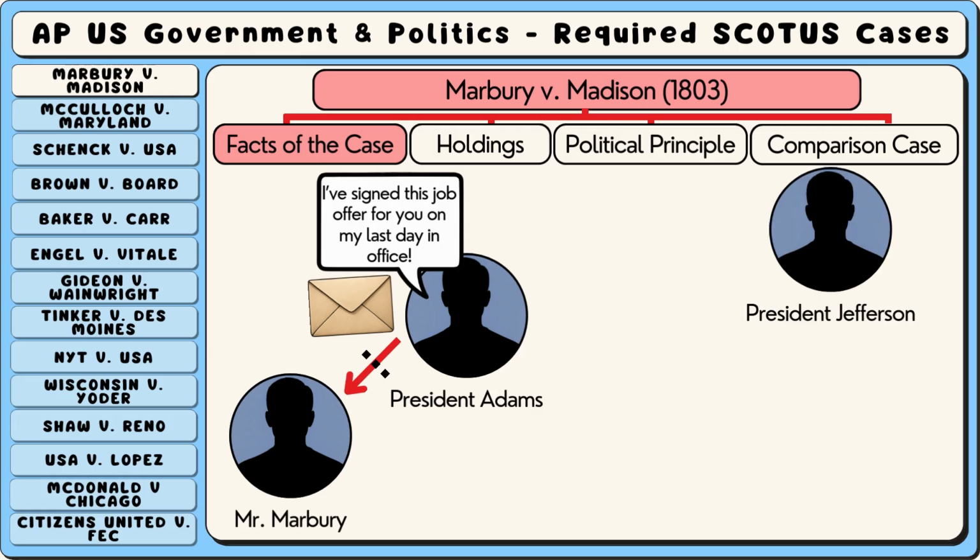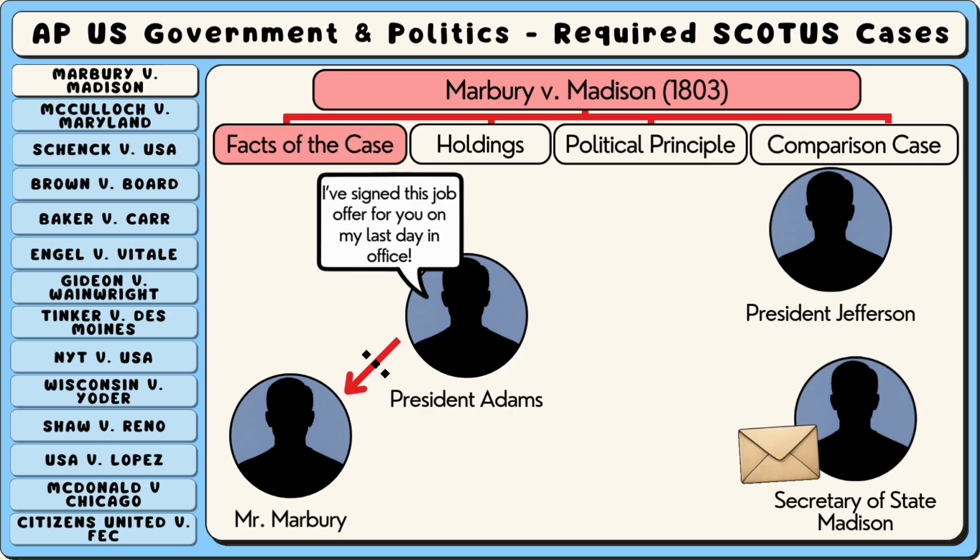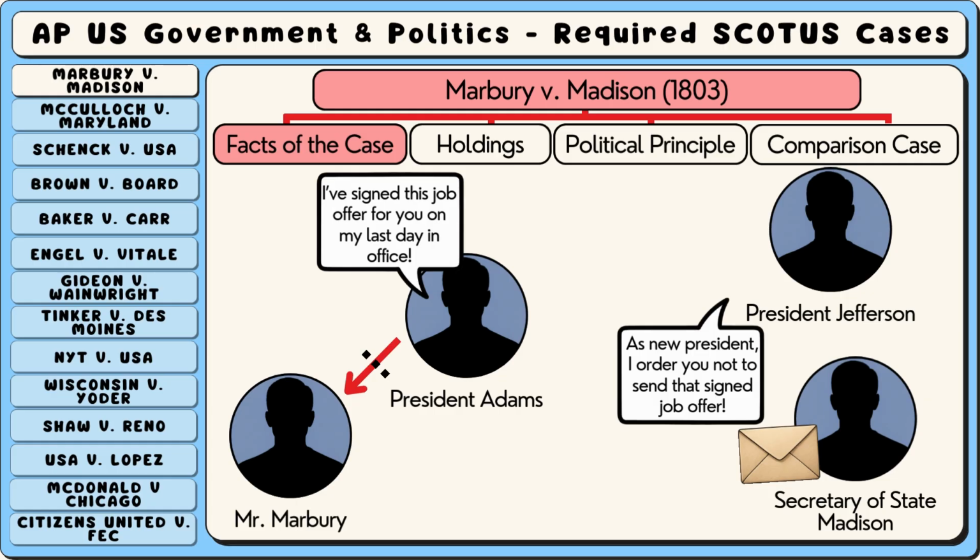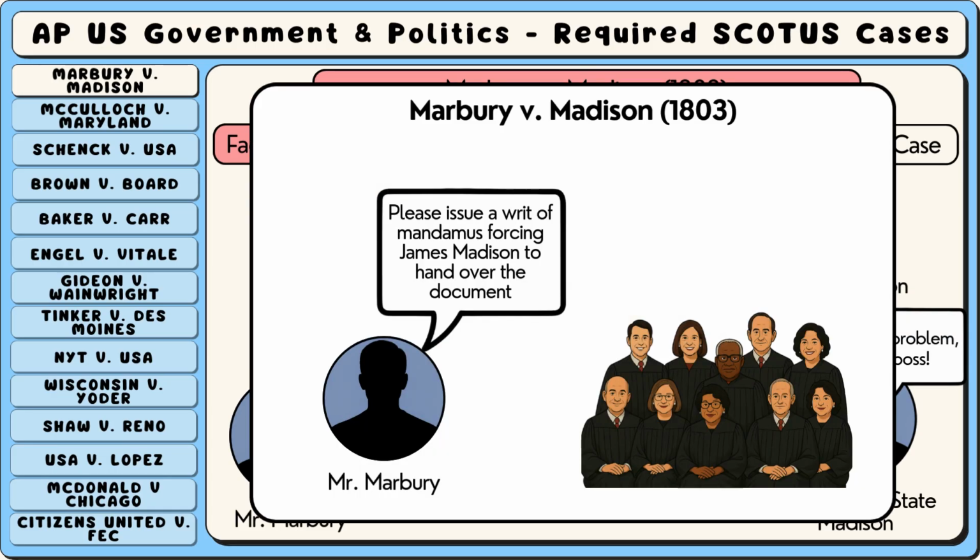The new president, Thomas Jefferson, then came into office and ordered his Secretary of State, James Madison, not to send the document to Marbury. So Marbury went straight to the Supreme Court and asked them to issue a writ of mandamus forcing James Madison to hand over the document, which Marbury needed in order to officially take the job.